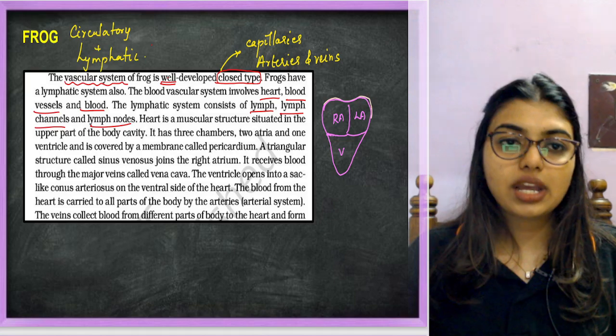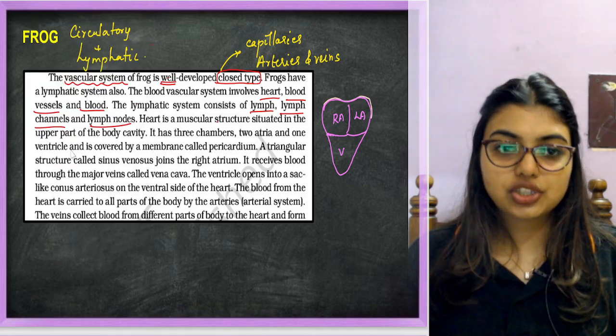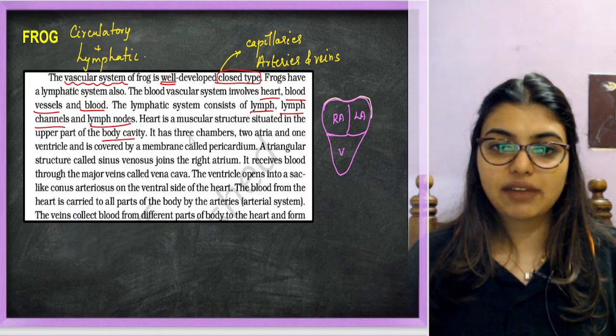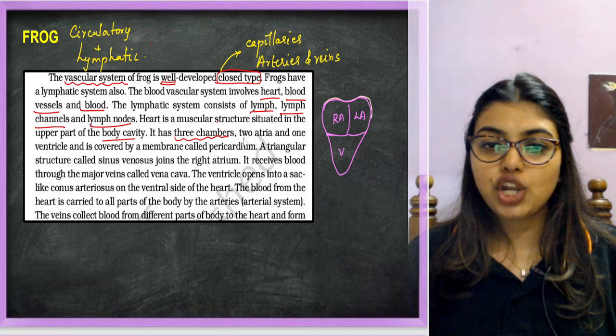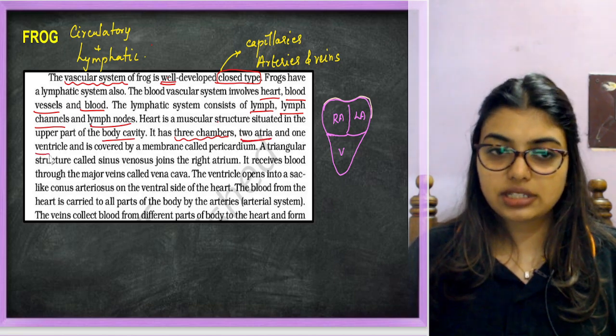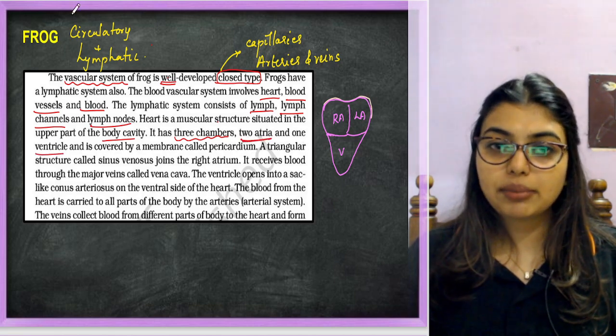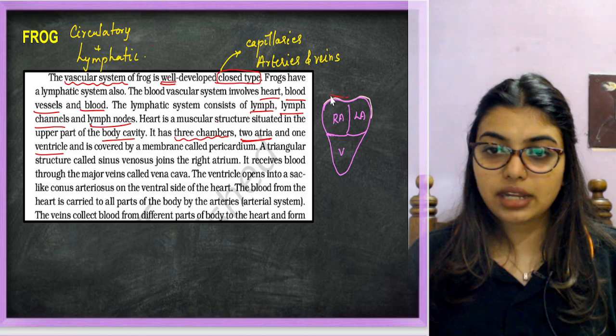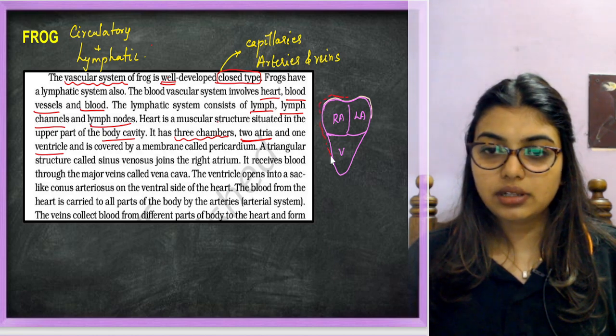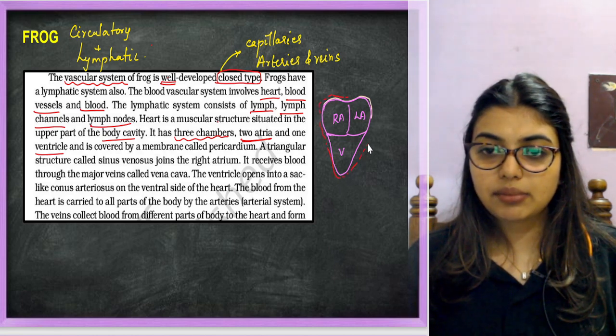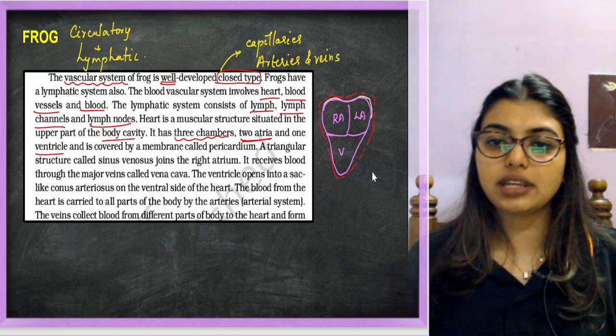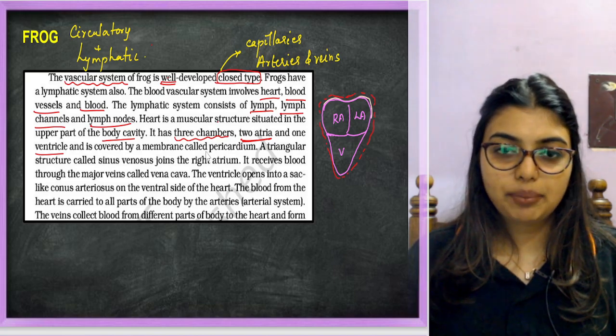Look here, the heart is a muscular structure situated in the upper part of the body cavity. It has 3 chambers, 2 atria and 1 ventricle. Is this clear? And it is covered by a membrane. So this heart has a membrane, like how we have it in ourselves, the pericardium. That membrane is called pericardium.